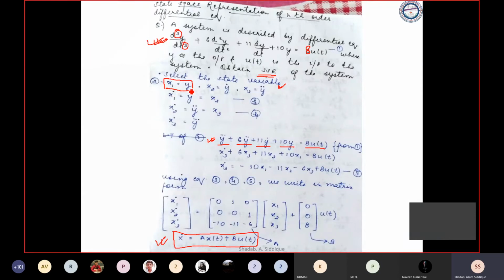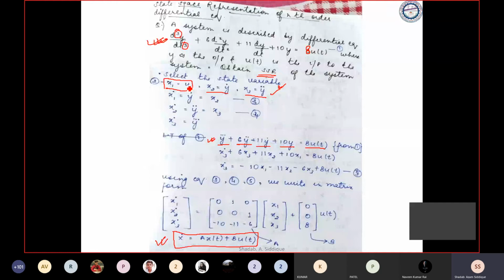So we have x1 is equal to y, and we have assumed that x2 is equal to y dot and x3 is equal to y double dot. These are the assumptions taken here. We have selected the state variables. This is the selection, or the assumption.